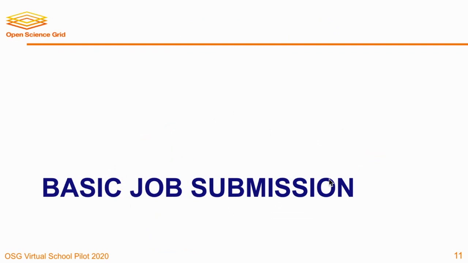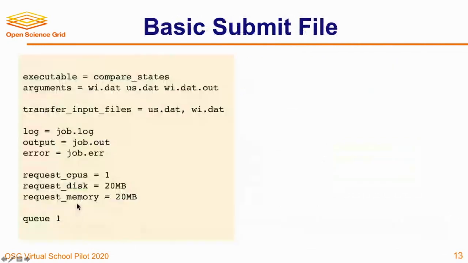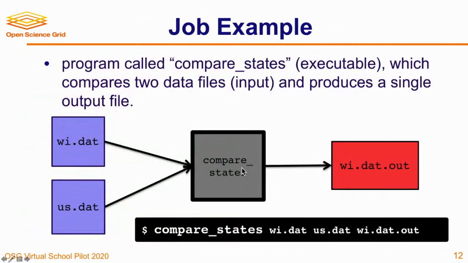So let's talk about what job submission looks like for you, the user. We've already discussed that jobs have executables, input and output. Here's a conceptual diagram. We might have two input files. Let's say we're comparing data from each state. This particular job is going to compare Wisconsin against US averages. And it's going to compare those and then produce output that in this case would be specific to the Wisconsin input that it got. So we've got one unique file, one file that might be common across multiple jobs.